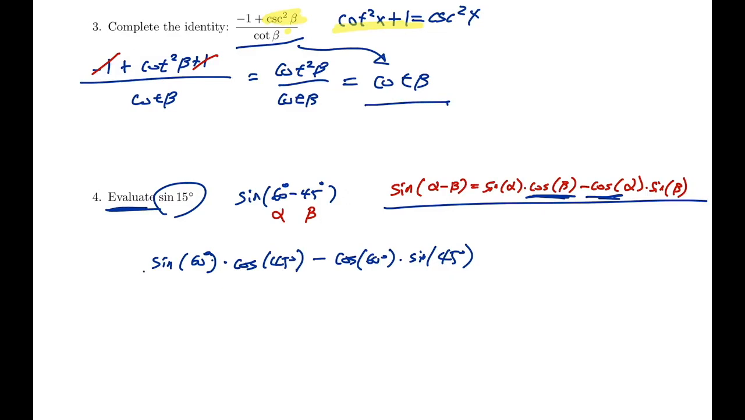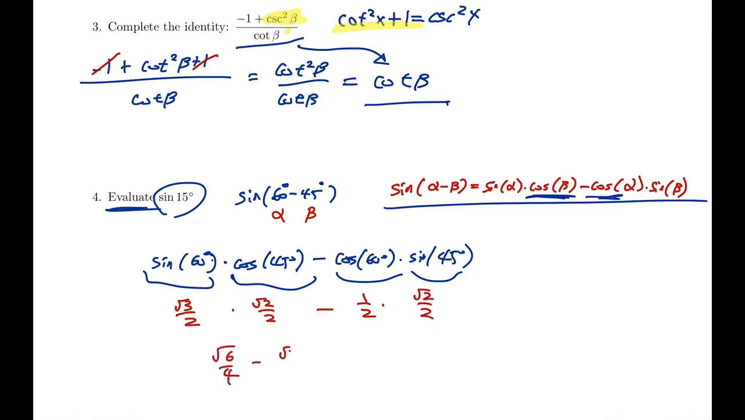Okay, so then we can find each of these values from the unit circle. Right. So this one is square root of 3 over 2 from the unit circle. Square root of 2 over 2, minus 1 over 2 times square root of 2 over 2. So we simplify: square root of 6 over 4 minus square root of 2 over 4. It gives us square root of 6 minus square root of 2, over 4. So this is our final answer.